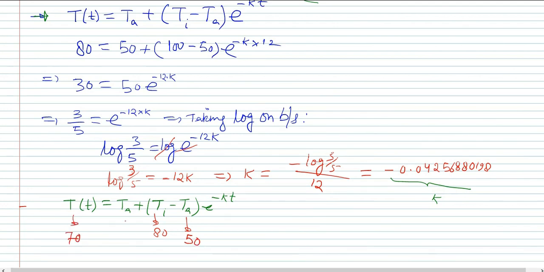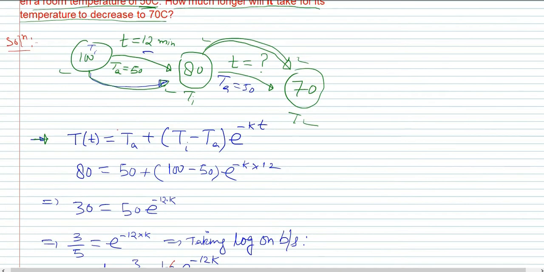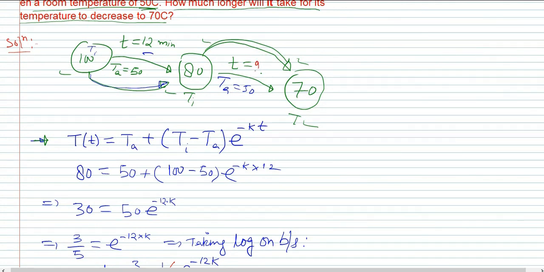Ambient temperature is 50. We know the value of e, and we know the value of k. Now when you simplify this equation, you know T, Ta, Ti, e, and also minus k. The only missing thing is t. When you solve this and use the calculator, since I have already solved this problem, I found t is equal to 9.5 minutes. Therefore we can write here 9.5 minutes.